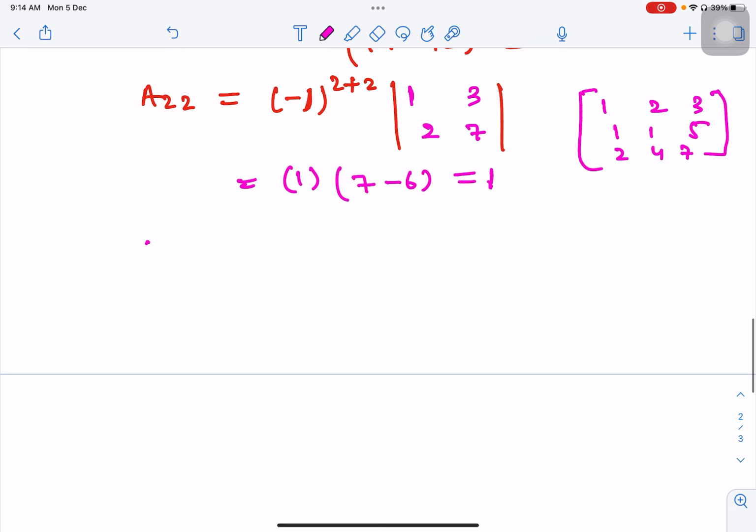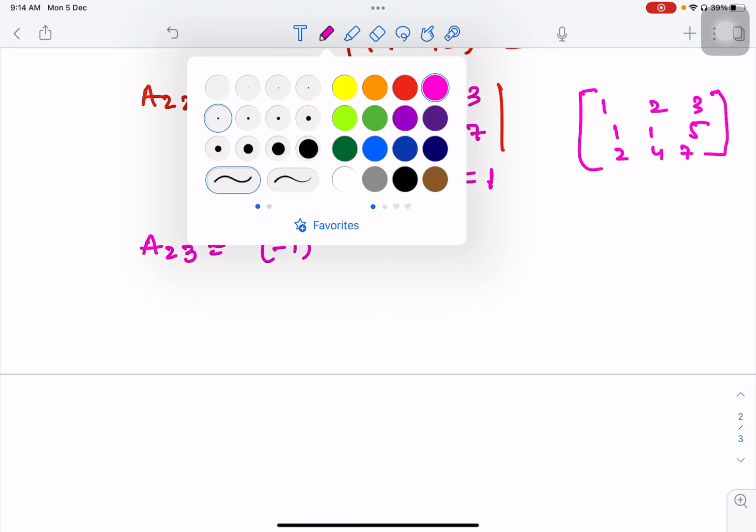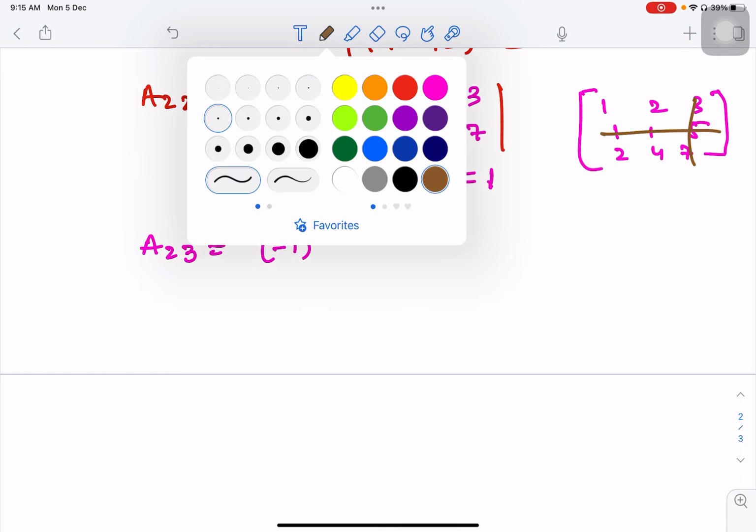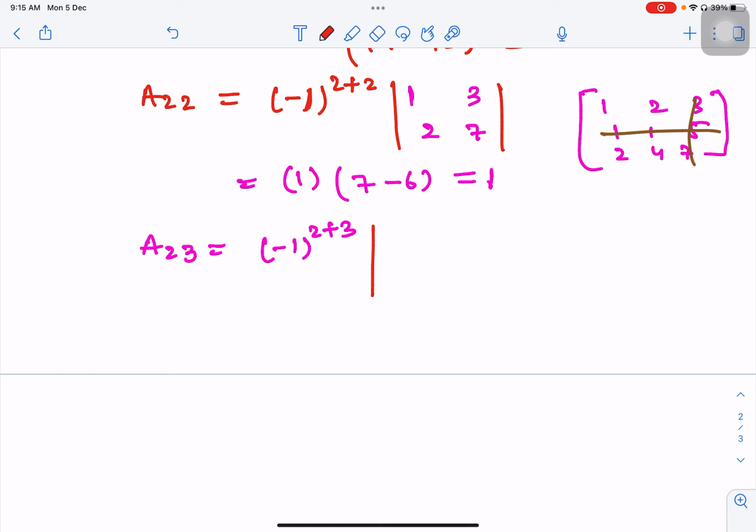Now finally we will have A23, which will be -1 raised to 2 plus 3. We delete the second row and third column. So what remains? 1 2, 2 4. So this is -1. This is 4 minus 4. The good thing is we are getting 0. Now last, can we have A24? No. So we go to the third row now.